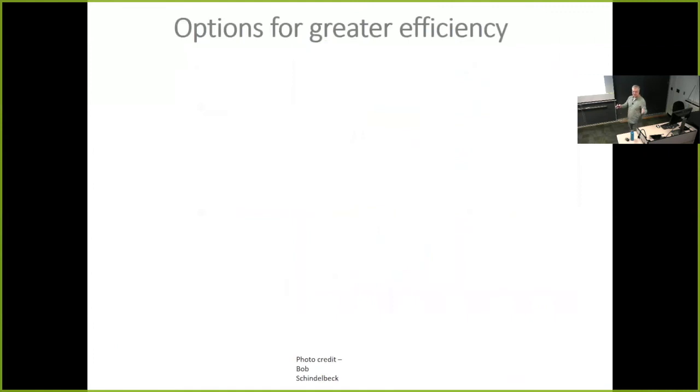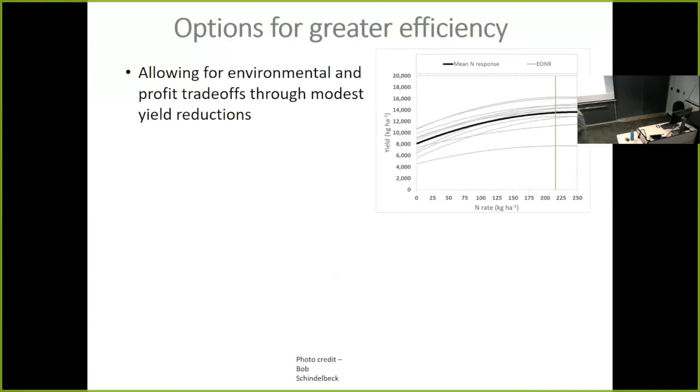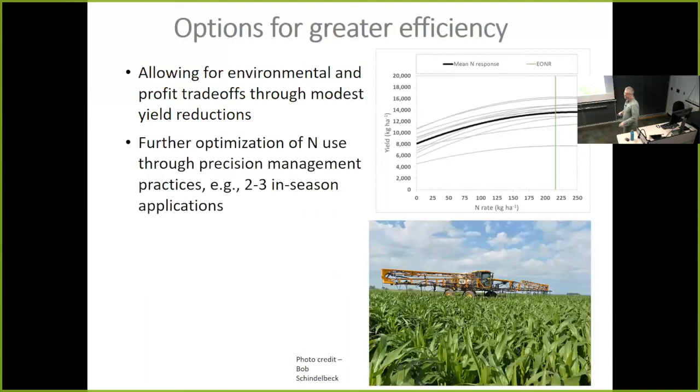So what else can they do? What are the options for greater efficiency? First of all, there could be a trade-off between the farmer's profits and the environmental aspects. You can do a modest yield reduction by not basically pressing the system so much. And I will present that on the next slide. You can have further optimization by multiple N applications throughout the season. Today they have high clearance equipment. Farmers can actually go 2-3 times within the season and almost spoon feed their crop with the nitrogen. So a much more efficient way of supplying your nutrients.